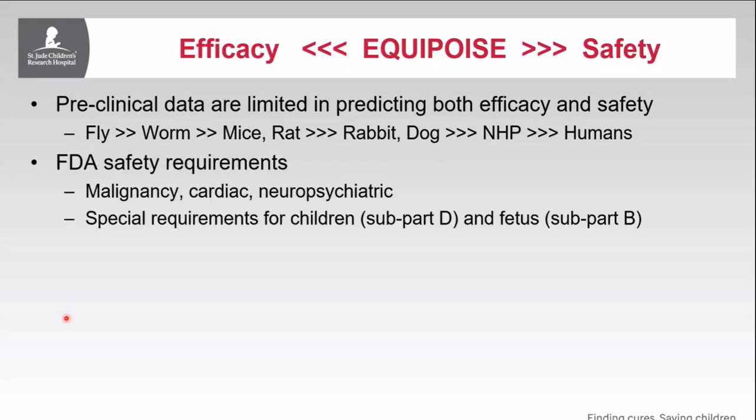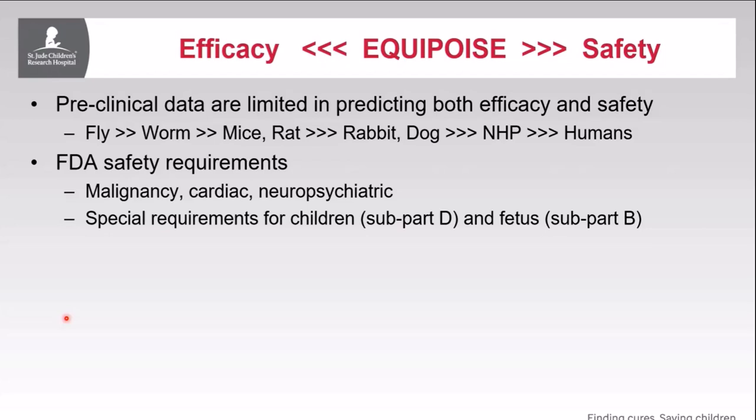Now, the FDA has certain safety requirements, of course. So we know in all drugs that are in clinical development to look for malignancy and cardiac and neuropsychiatric and other issues. But there are particular requirements, I'll just remind you, for children. That's called Subpart D, because children cannot give informed consent themselves. The parents are the surrogate for the child.